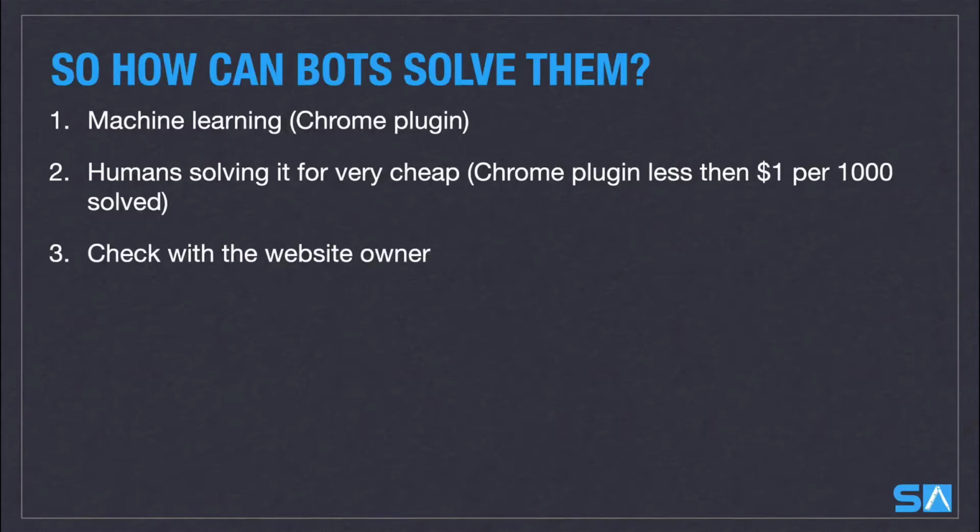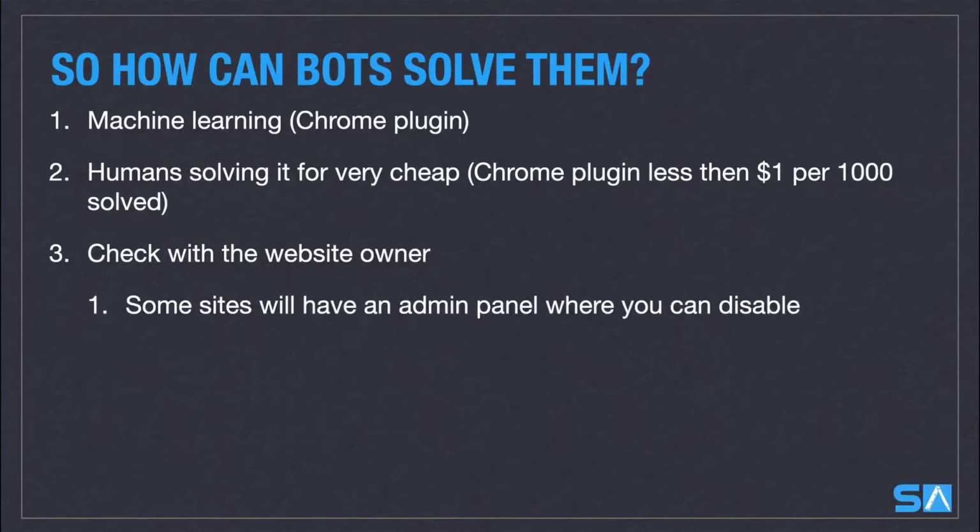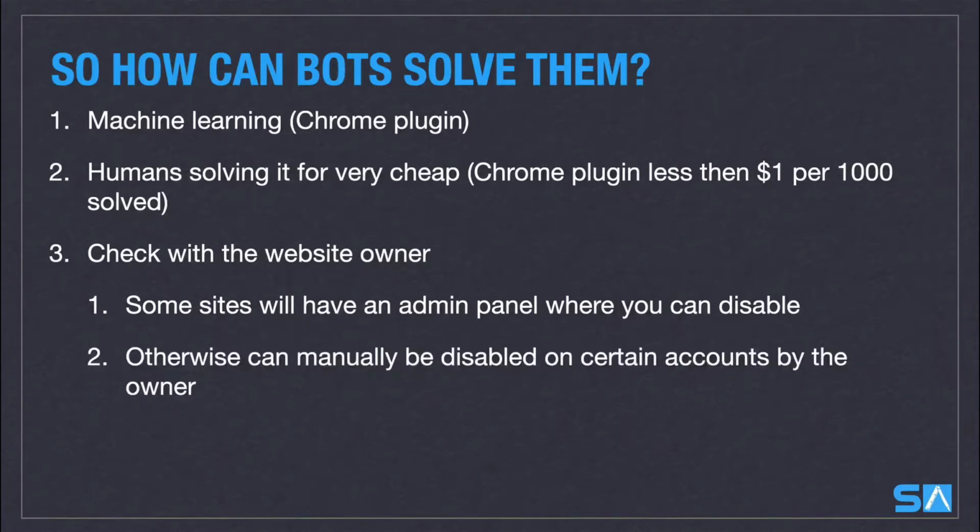And finally, checking in with the website owner. Sometimes if you have a commercial relationship with a website owner, they might have an admin panel where you can disable the Captcha check, or it can be manually disabled on certain accounts by the owner of the website. So without further ado, let's look at points 1 and 2 and how we can set up our bots to solve these in UiPath automatically.